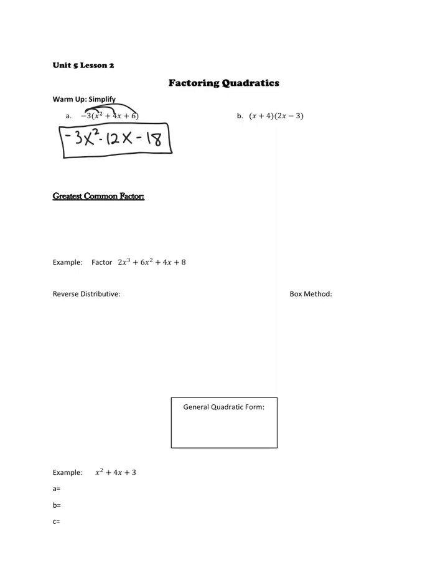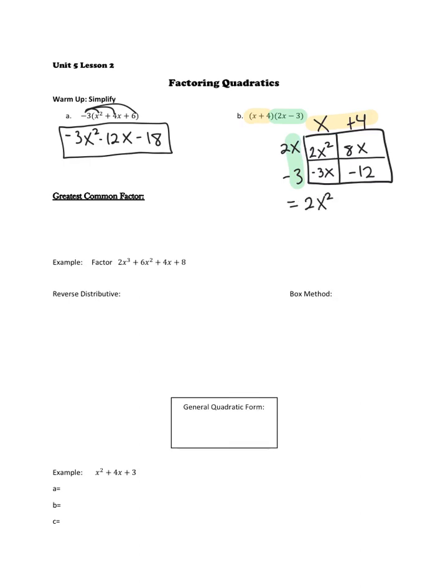On letter B, you can either use box method or FOIL. I'm going to use box method just so it's very clear what I'm doing. So I'm going to put the x plus 4 up at the top here, and then I'm going to put the 2x minus 3 on the side. And then I'm going to multiply the outside portions of the box to get the inside portion. Okay, I'm going to write everything out that's in the box in the order that I see it.